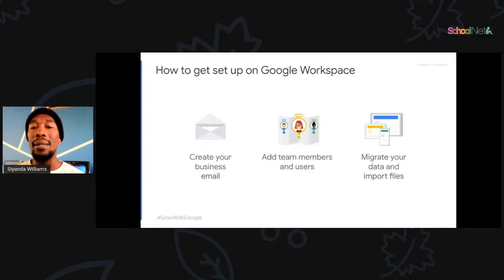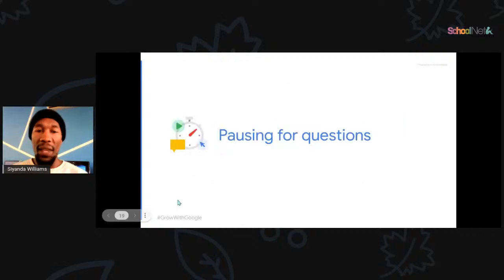Integrate your data and import files. When switching to Google Workspace from another application or service like Microsoft Outlook, you can bring your existing mail, contacts, and calendar data with you. You can also upload all the documents you need. Upload all your documents into your new Google Workspace Drive to store files securely. The moment you create that, you can also bring your existing files to it.